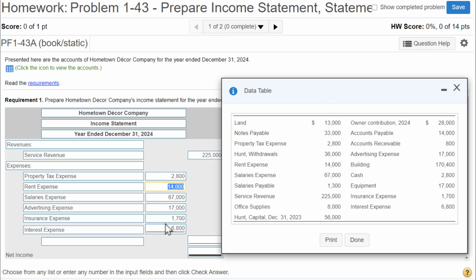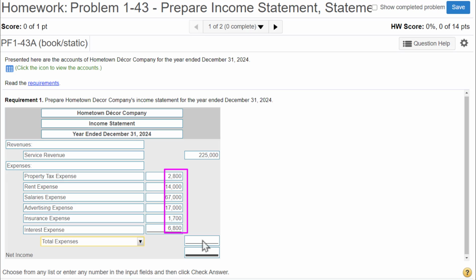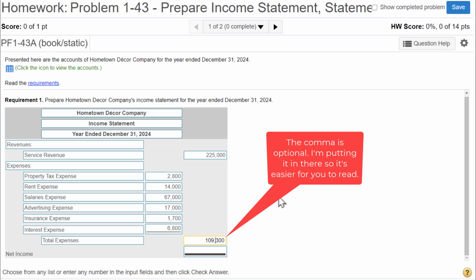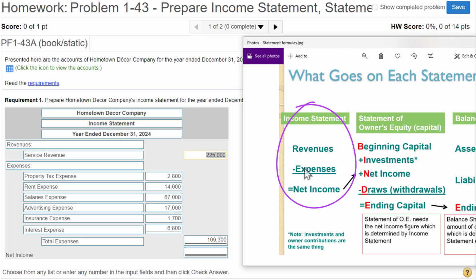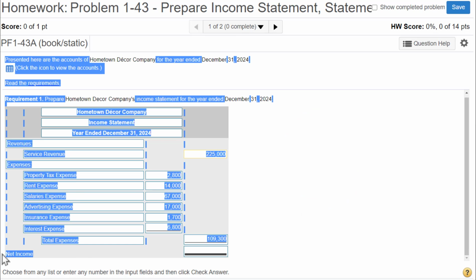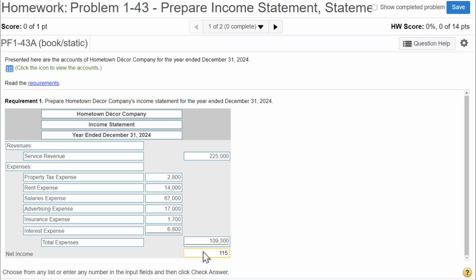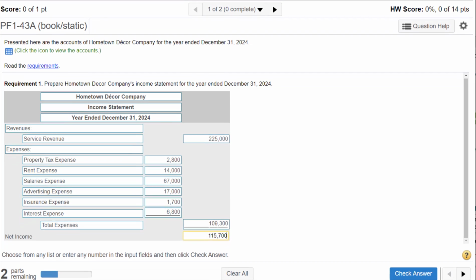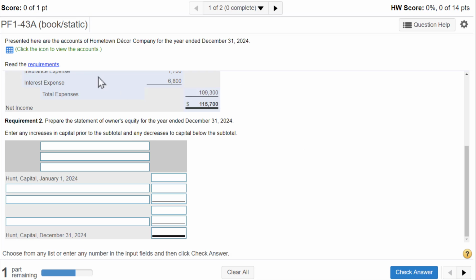All right, so now we're done with this table. We're going to add up all these expenses, and we get total expenses of $109,300. Our net income is going to be revenues minus expenses. Remember the formula: revenues minus expenses equals net income. And this is our net income over here. So 225,000 minus 109,300 gives us 115,700. Let me move my window up a little bit. Now I can check my answer. Fantastic. In the next video, we'll do the statement of owner's equity.